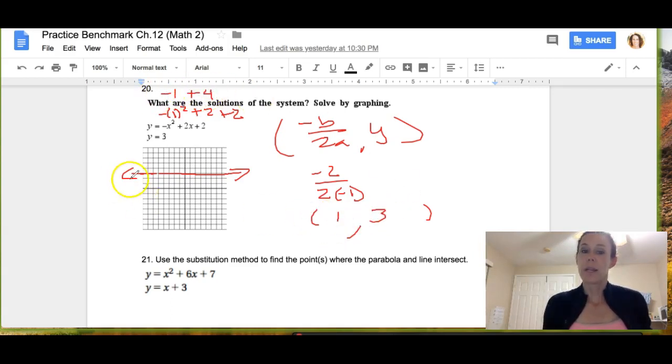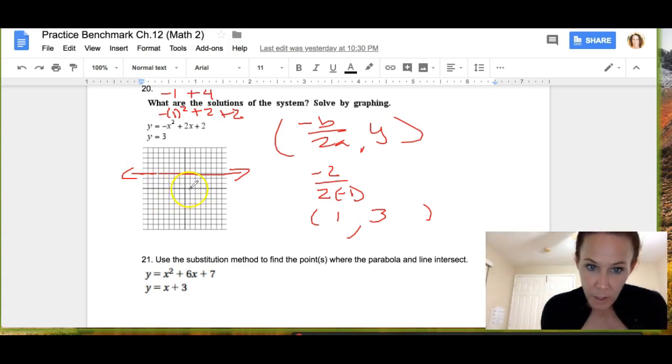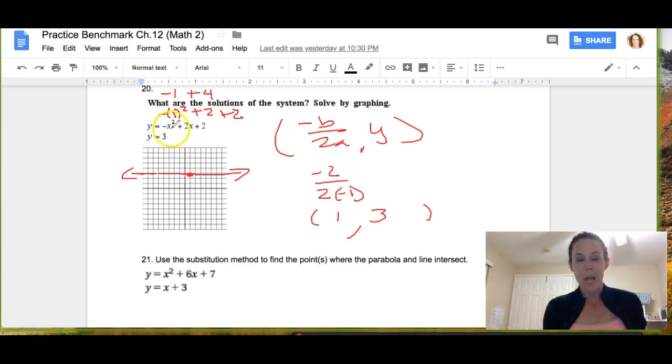So negative 1, I go over 1, up 1, 2, 3. Oh, there it is. I found my solution. That's going to be my solution. I know it's negative, so my parabola is going to open down, and I don't even need to find any more points. I already found where it touches y.